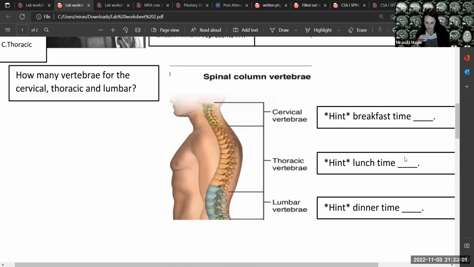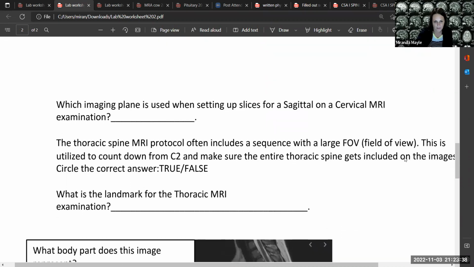How many thoracic vertebrae do we have? 12. And how many lumbar? 5. How many sacrum? 5. It's fused, and the transverse processes of the sacrum are fused together to form the lateral masses. You are correct. And how many coccyx do we have? Anywhere from 3 to 5. That one can vary.